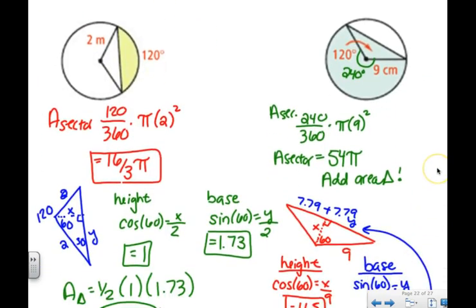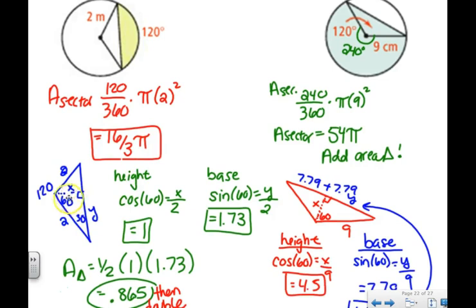Now these two very hard problems. So first off, finding the area of the sector is not that bad. You should have got 16 over 3 pi. I kept it as a fraction so I wouldn't have a lot of rounding error. Then I had to find the height and the base of my triangle.